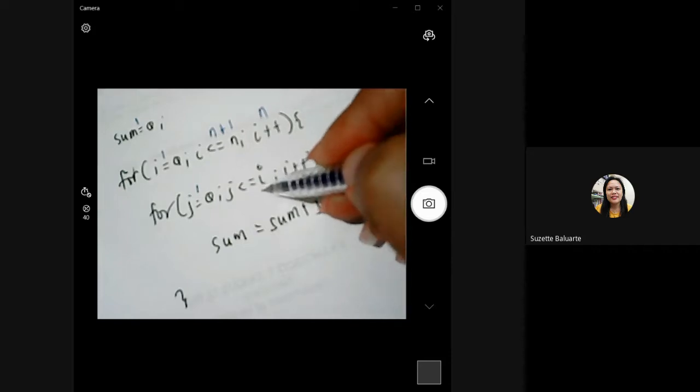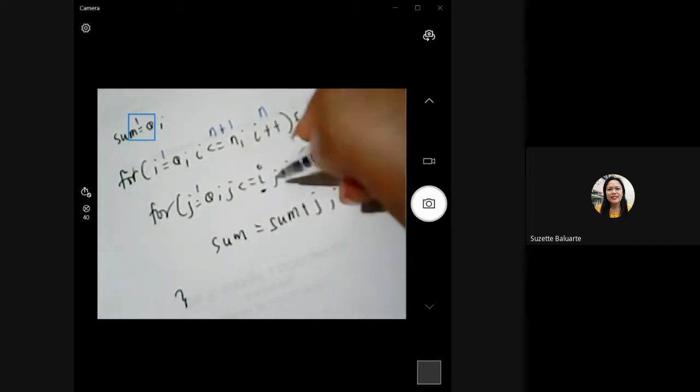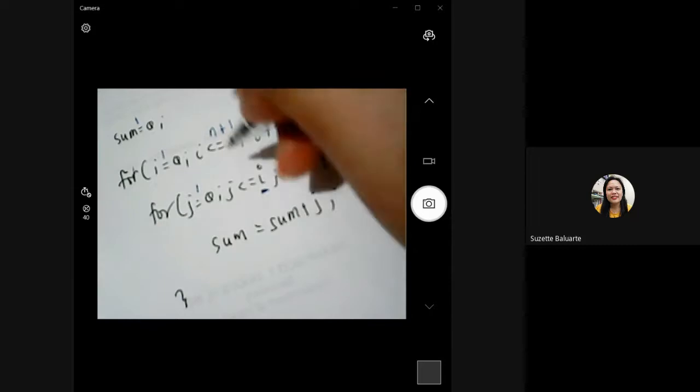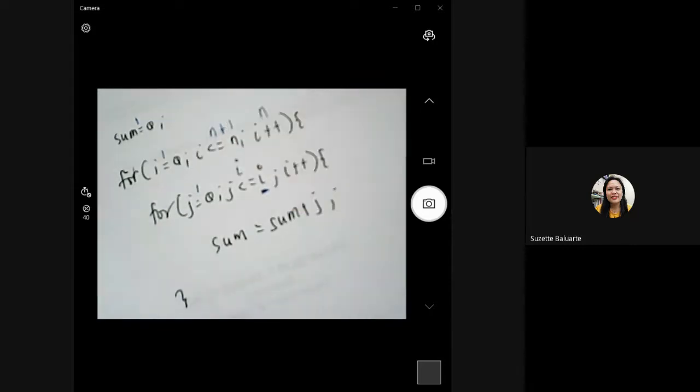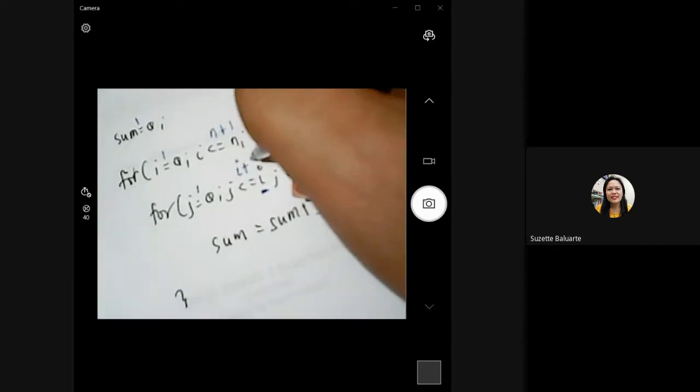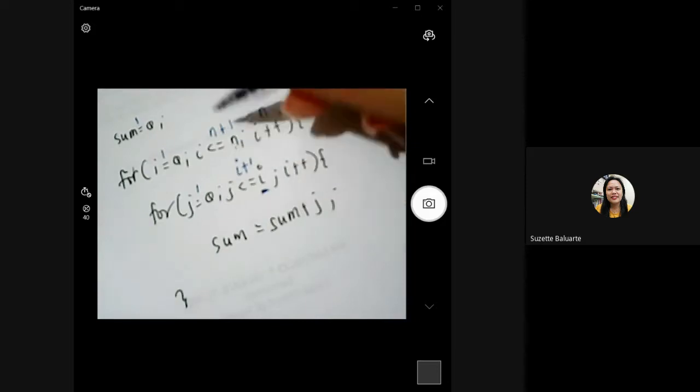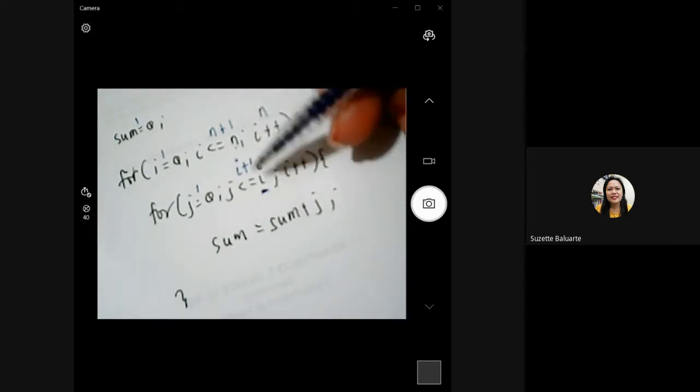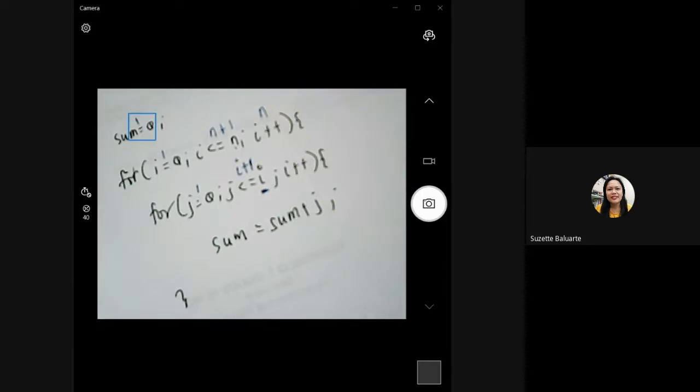Here it is i. Therefore, this is not n anymore. This is an i. So, it would be i plus 1. Before, it was n, so it became n plus 1. Now, since this is i, this is i plus 1. So this one is i.